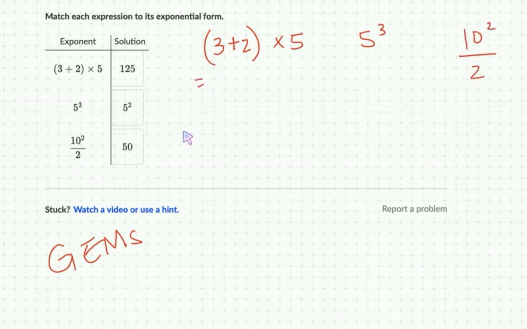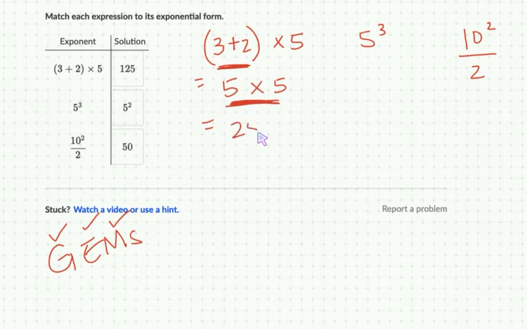I'm going to tackle this first one first. I got to do my GEMS first, my G. So that's the groupings. I have to figure out what's inside these parentheses first. So I'm not even going to bother with the times 5. 3 plus 2 I have to solve first, which is 5. And then I'm going to copy down the times 5. That's the last step I have to do. There's no exponents, so I got to go on to multiplication or division. 5 times 5 is 25. Once I have the answer, I'm done.